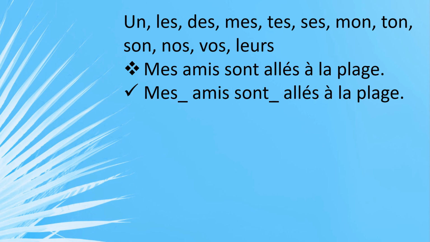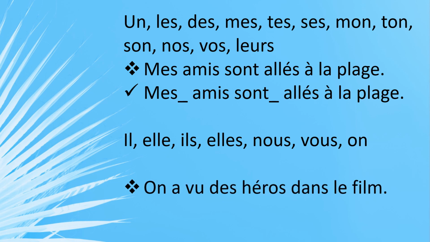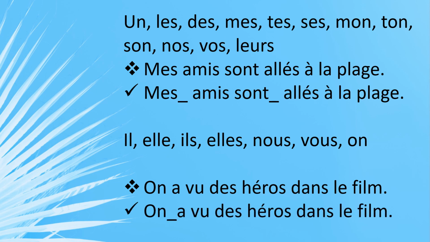Another list, which you know already: il, elle, plural, nous, vous, on. With those words, you must have a liaison. So here's the sentence. Where is your liaison? That's right, it's the one between the on and the a.